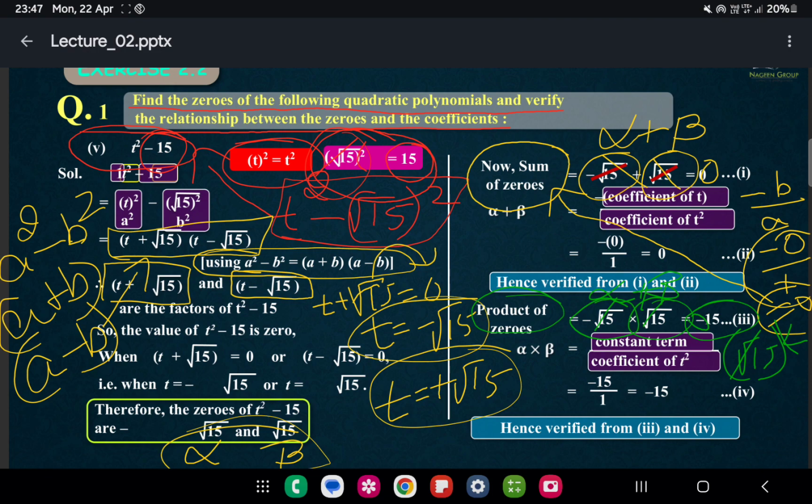So minus 15 is the answer, but here alpha into beta is equal to the constant term divided by the coefficient of t square. Constant term is minus 15, coefficient of t square is 1, nothing is there means we have to consider it as 1, so we will get minus 15, hence it is verified. So the third and fourth equations are verified. This is the way we have to find the t square minus 15 problem. I hope you understand. Once I clear the screen, you can take the step by step solution.